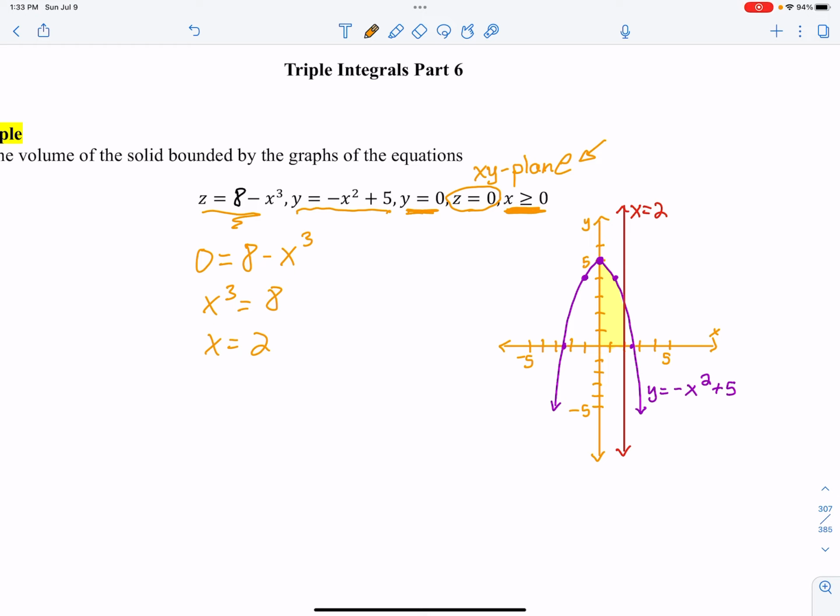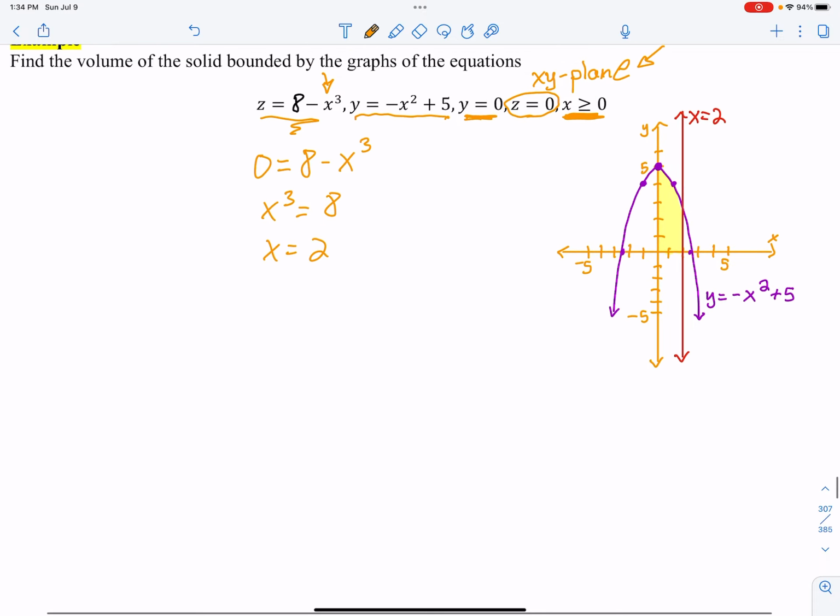Just think about the surface. As x approaches 2, it's going to be positive, right? If x is 0, I get 8. If x is 1, I get 7, but as soon as we get to 2, I get 0, and if I go past 2, I go underneath. So I want it to intersect there. So that's the area I want. I don't want the little slice past the red line. I just want that. All right, let's set up our bounds and then set up our integral here.